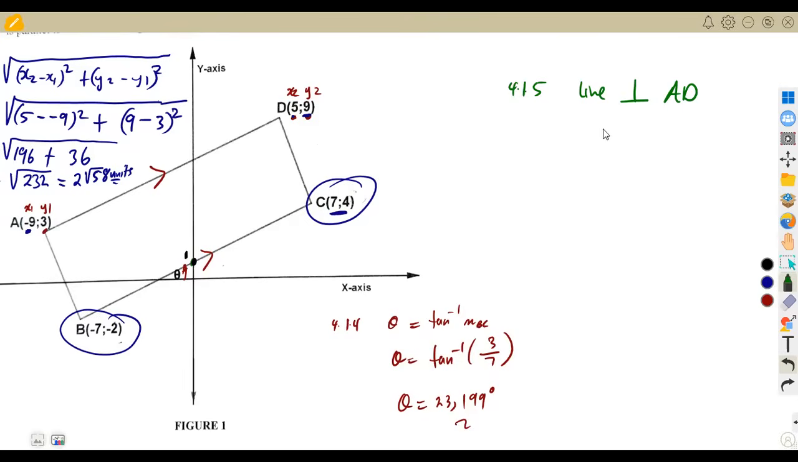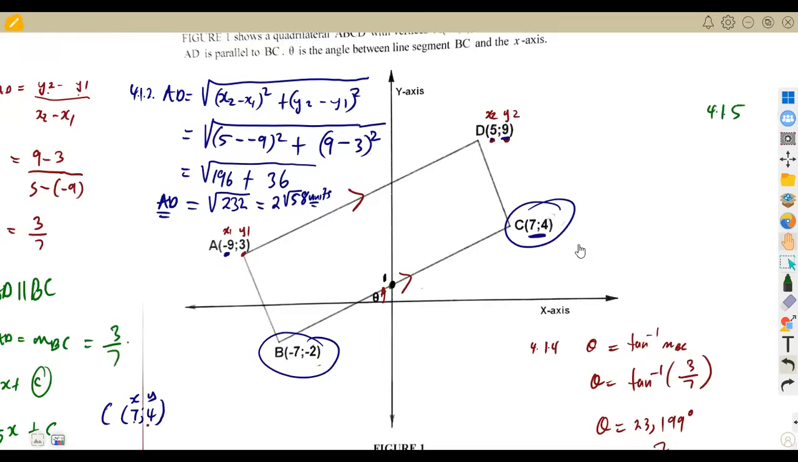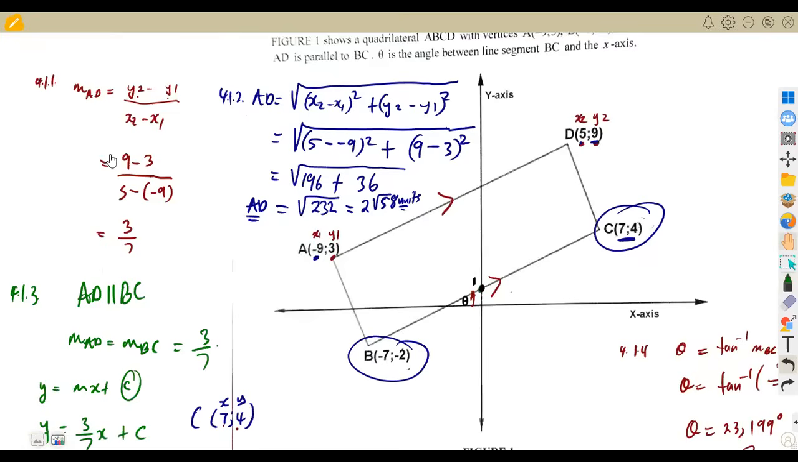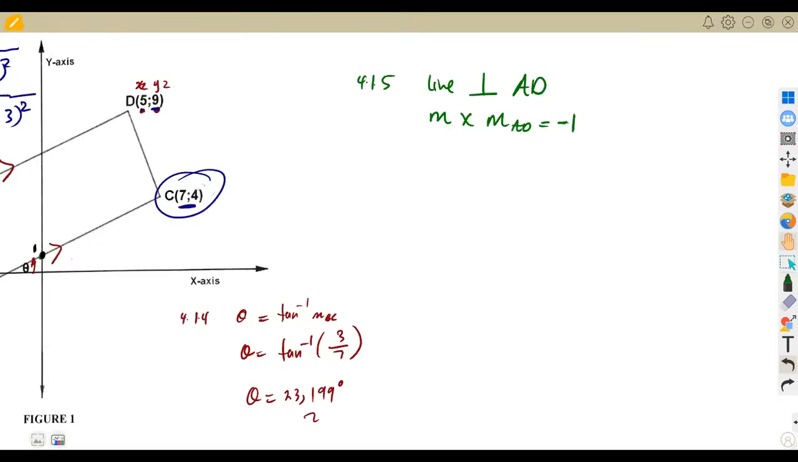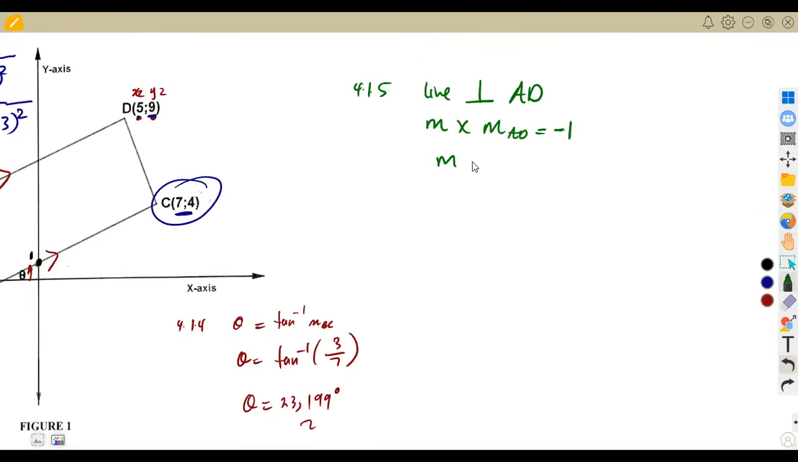So what does it mean? It means the gradient of the line that we're going to have times the gradient of the line AD should give us -1. Remember, for perpendicular lines, the product of their gradients should give us -1. We have calculated the gradient of AD, we got 3/7. So the gradient of the line that we want to calculate, times that of AD, which is 3/7, should give us -1.